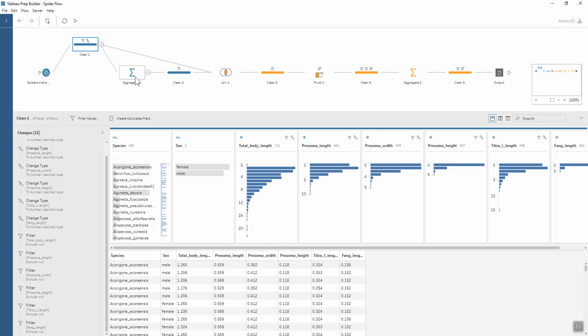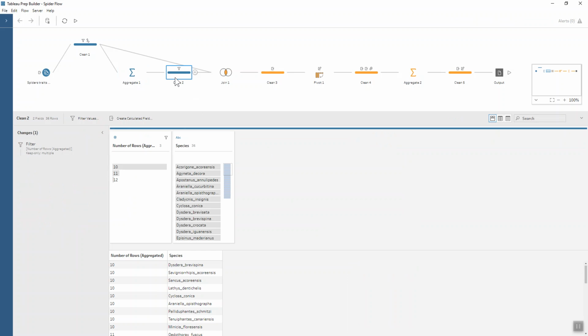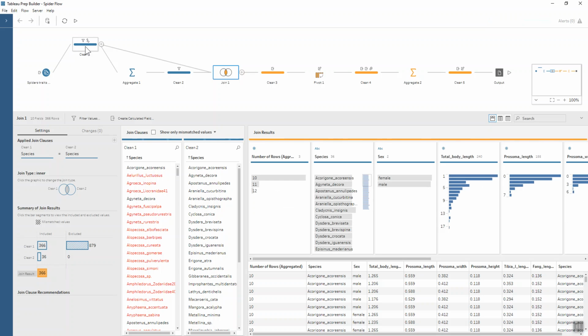So next, we are looking at species. We only want to have species included that have more than 10 specimen measurements. So the way that we go about finding out this information is we do an aggregation on the species, we group by, and we count the number of rows. And then we only want to have those which have 10 or more rows. We then join these species back onto our original data set over here, and you can see all of these specimens are then excluded from our analysis.